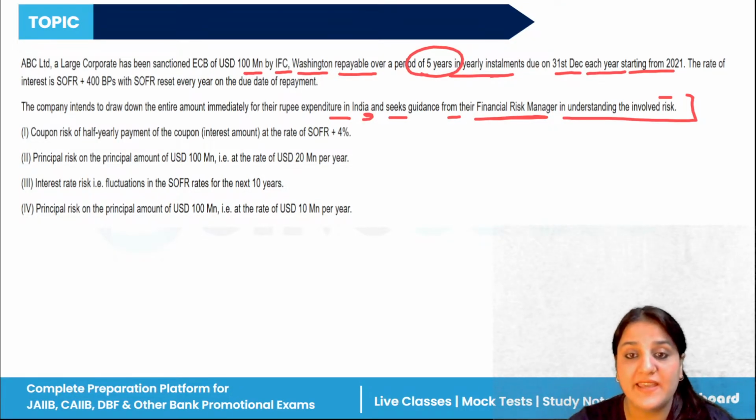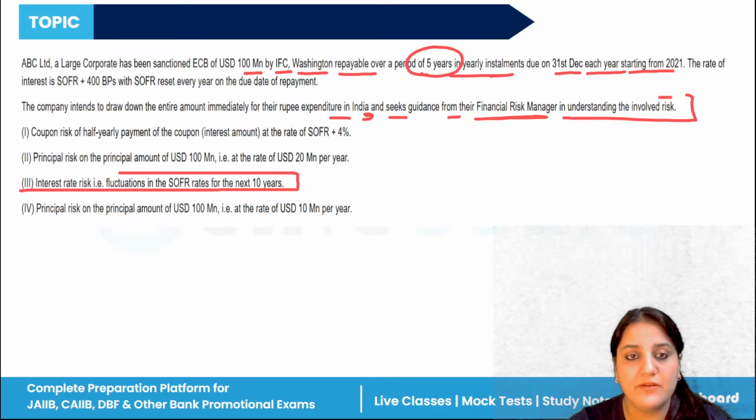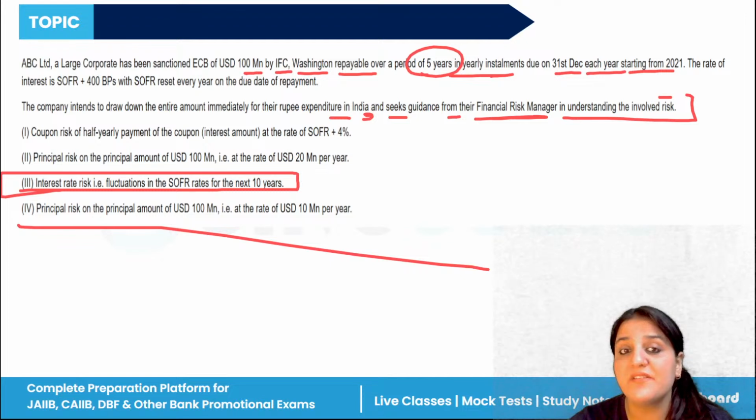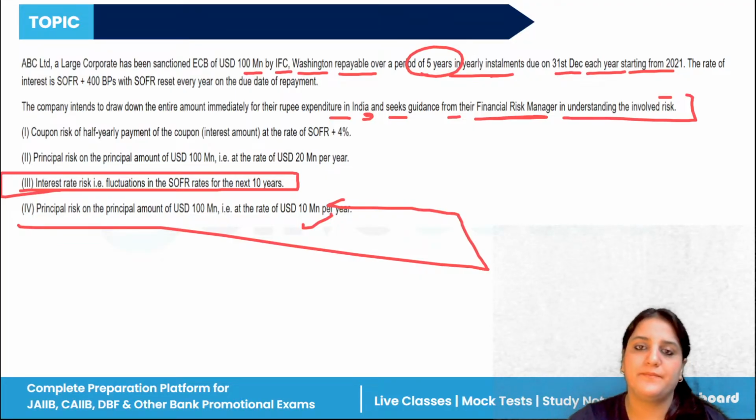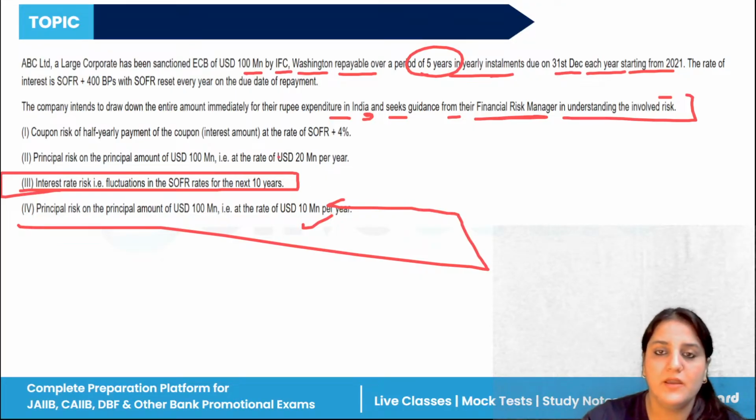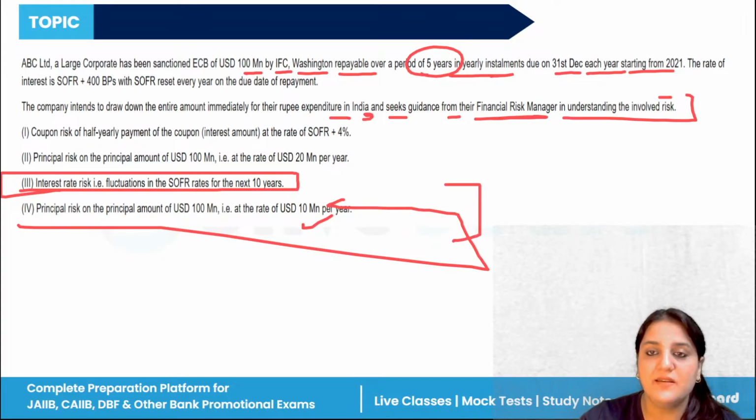So here I can say which option is correct. The third statement is okay, that interest rate risk fluctuation is in the SOFR rate for the next 10 years. The principal risk on the principal amount of 100 million at the rate of US dollar 10 million per year is correct here. So these two options are correct.